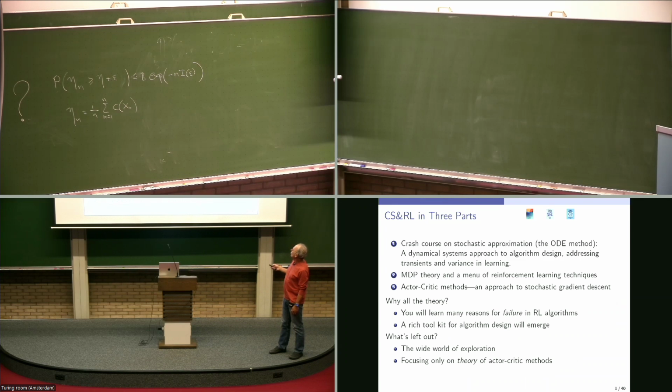So what's left out is I'm not going to say a lot about exploration. I am going to say something because I'm going to talk about how it stabilizes, but it's a field in itself. I mean, the entire workshop's devoted to Thompson sampling, for example. I'm not going to mention it. And I'm going to focus on the theory of actor-critic methods.